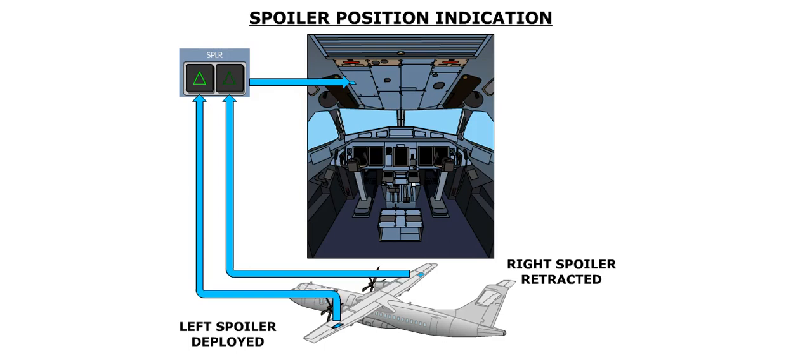Spoiler position is indicated by two spoiler position indicators located on the overhead panel. An illuminated blue position light indicates that the associated spoiler is not in the retracted position.